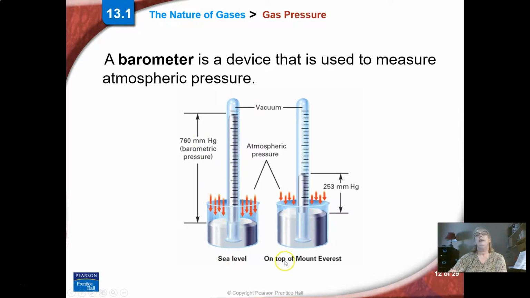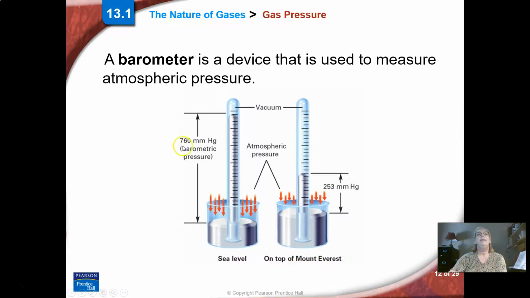If we were on the top of Mount Everest, there would be fewer of those gas particles pushing down because we're at a higher elevation, closer to outer space. So it's only going to go up to 253 millimeters of mercury. That's why people have trouble breathing on Mount Everest, because there's not very much gas up there, and there's even less oxygen within that whole amount of gas pressure. So that's what atmospheric gas pressure is.